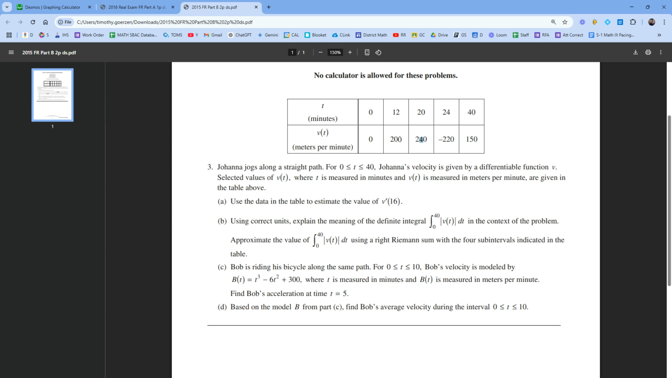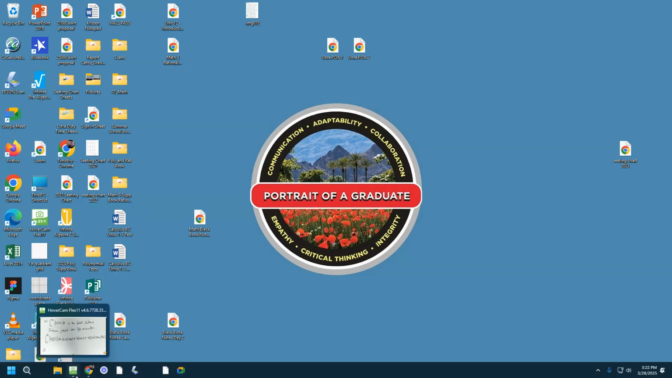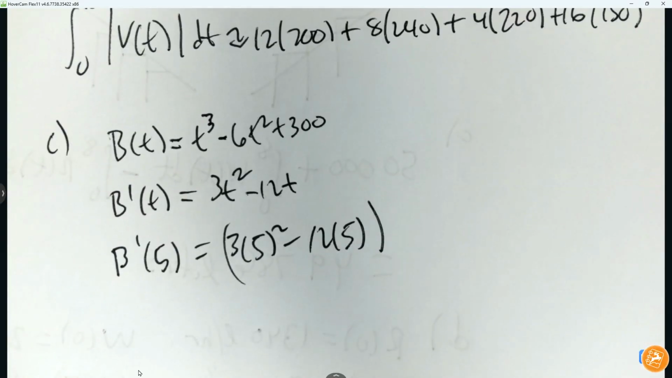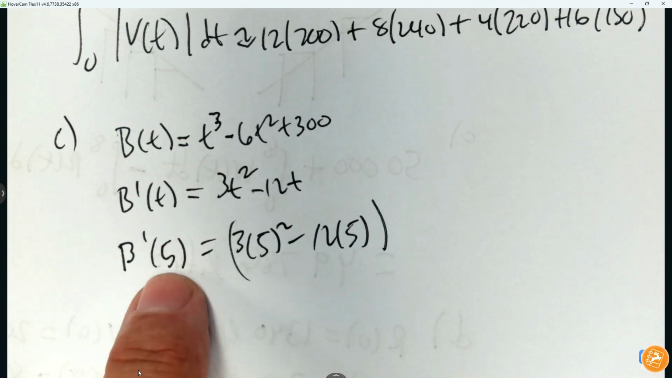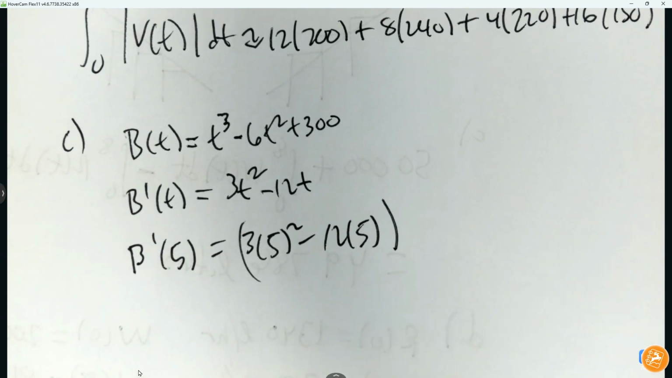It asks to find the acceleration. So the acceleration is the derivative of velocity. So I'm going to take the derivative, super easy, 3t squared minus 12t. Then I'm going to plug in 5, not simplify it, and I have my answer. Make sure my units are at the end. So this is what it looks like. So I took the derivative of the velocity, and then I plugged in 5, and then I'll do units at the end and make sure they're right.